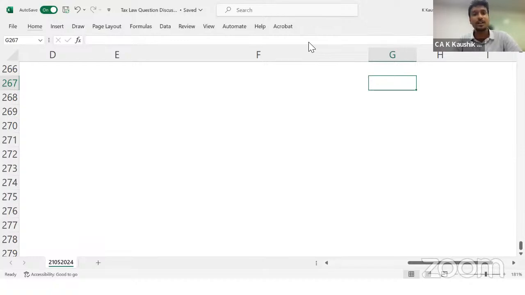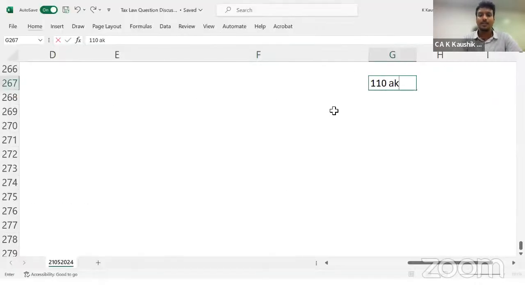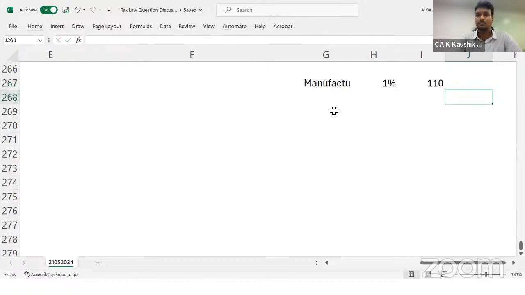In the first quarter, no registration. He becomes liable only on 1st July because his turnover is more than 1,10,000. So Yash got himself registered under the composition scheme with effect from 1st July. So on 110 lakhs, if he is a manufacturer, 1% on 110 lakhs will be paid. Entire thing, whether it is taxable or exempt, will be paid.